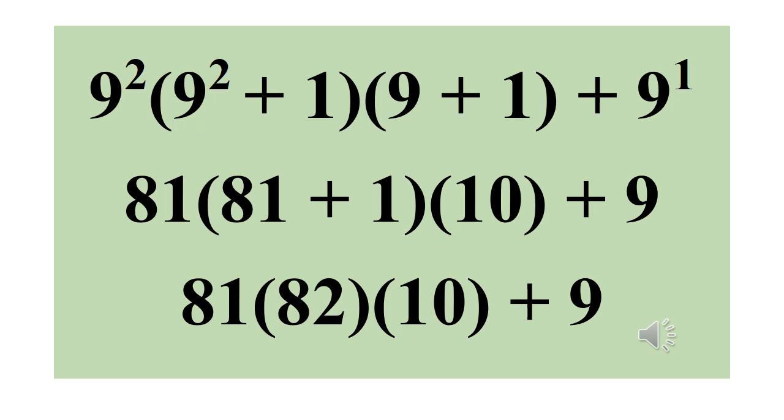So what we now do is 9 square, that is 9 raised to power 2, is 81, that is 9 times 9, 81. Then into bracket 9 square again, that's 9 times 9, 81 plus 1. Then into bracket 9 plus 1 is 10, then plus 9 raised to power 1, which is the same thing as 9. So we have 81 into bracket 81 plus 1 is 82, then into bracket 10, then plus 9. So we have 81 times 82 times 10 plus 9.